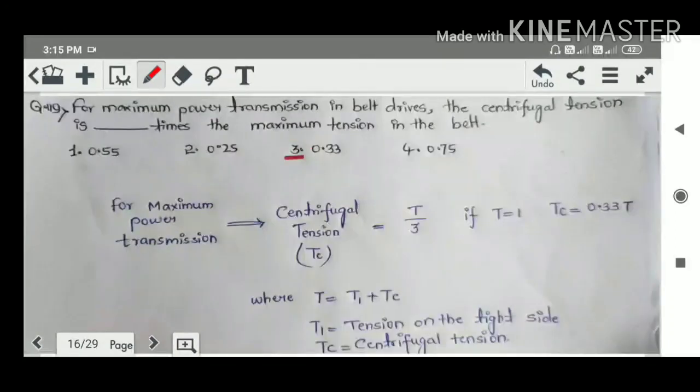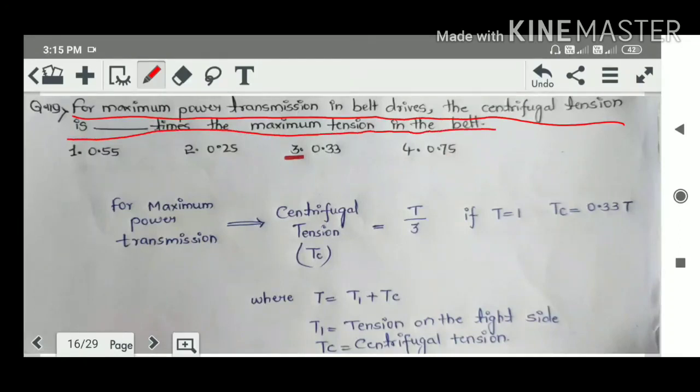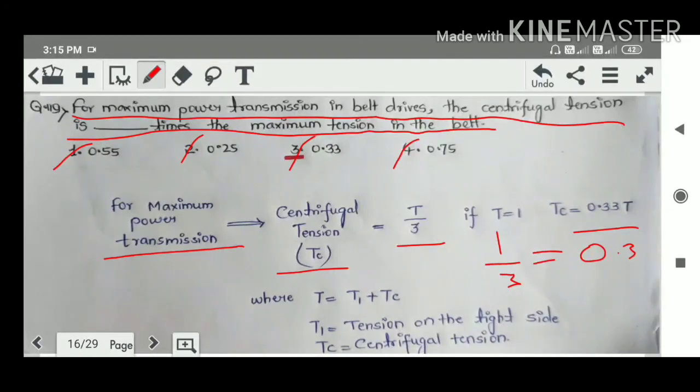Let's move on to question number 119. For maximum power transmission in belt drives, the centrifugal tension is dash times the maximum tension in the belt, and the options are 0.55, 0.25, 0.33, 0.75. Okay friends, for maximum power transmission, the centrifugal tension Tc is given by T by 3. Okay friends, if T is equal to 1, Tc is 0.33 times. Okay friends, as you can see, 1 by 3 will become 0.33.